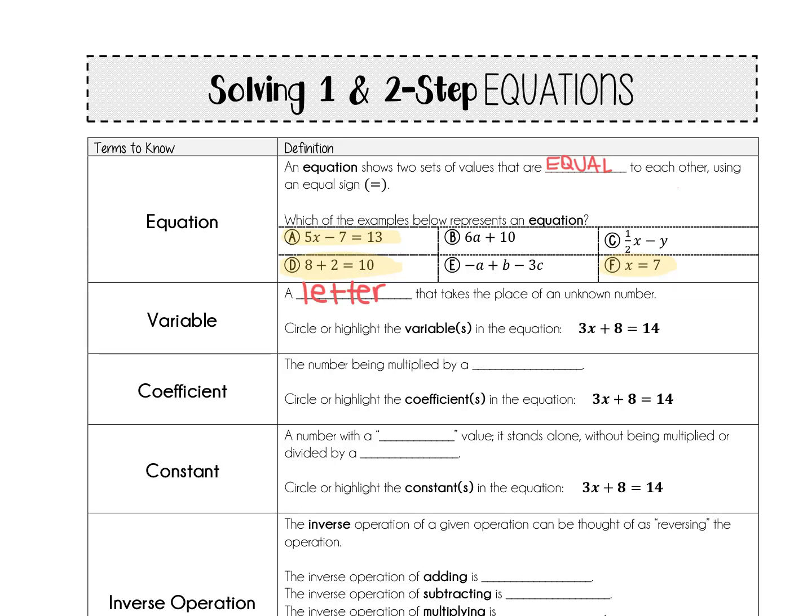Our next term is variable. A variable is a letter that takes the place of an unknown number. Let's circle or highlight the variable in the equation. In the equation 3x plus 8 equals 14, our variable is x.